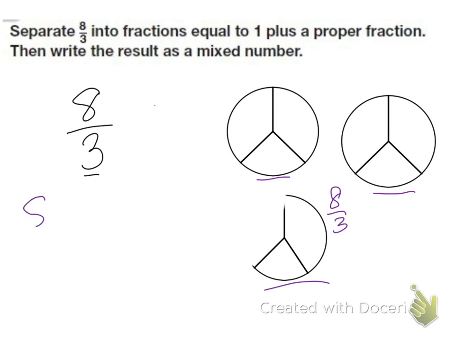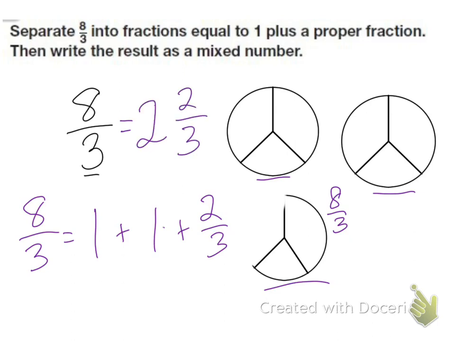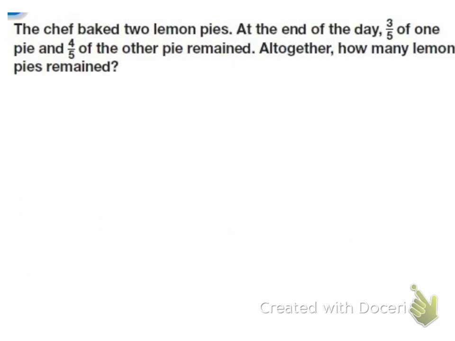So 8/3 is equal to 3/3 plus 3/3 plus 2/3. Okay? Well, 3/3 and 3/3 are the same as 1 and 1. So we end up with 1 plus 1 plus 2/3. Okay? So my answer is going to be 2 and 2/3. Okay? Let's look at another example.